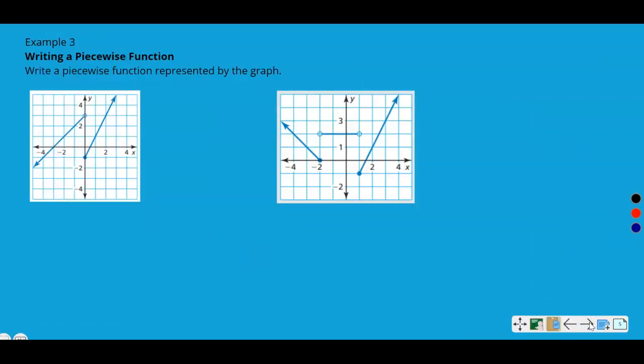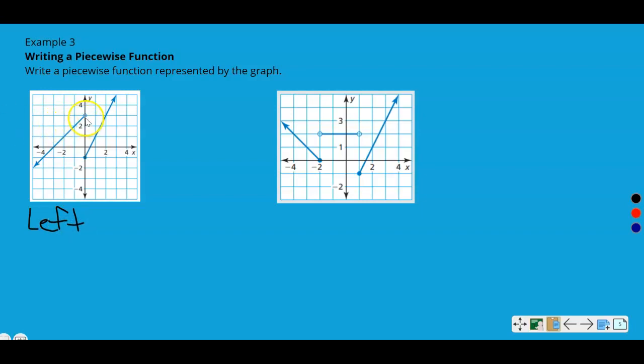Example 3. Now we have to be able to write a piecewise function. So write a piecewise function represented by the graph. When we first look at this, we can see that each one of these is represented by a line, which means each one of these is linear, and we already know how to write linear equations. So that's good. Let's start with the left side, and then we'll come back and do the right side.